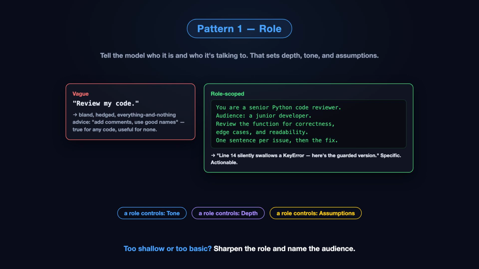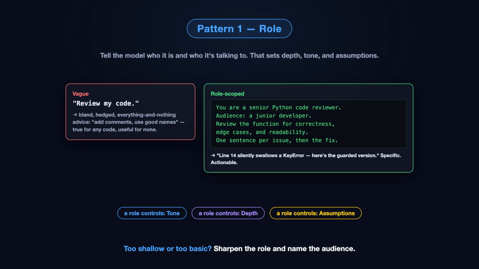Here's the concrete difference in practice. The vague prompt gets you a wall of generic advice: add comments, use meaningful names, consider error handling, the kind of feedback that's true for every function ever written and useful for none of them. The role-scoped prompt gets you, line 14, this list comprehension silently swallows a key error. Here's the guarded version. Specific. Actionable. Aimed at your actual code.